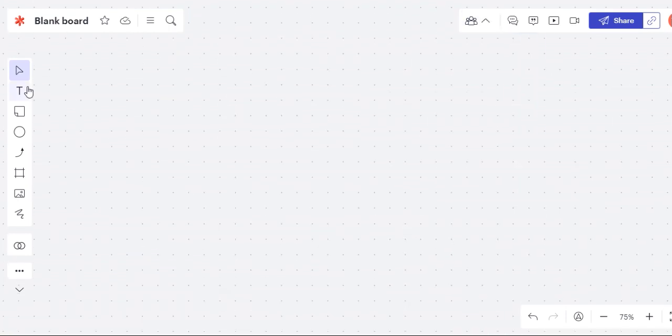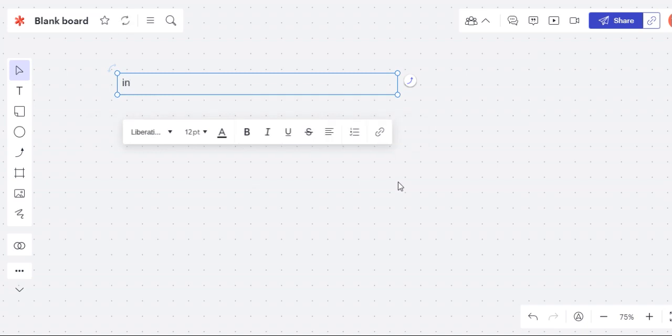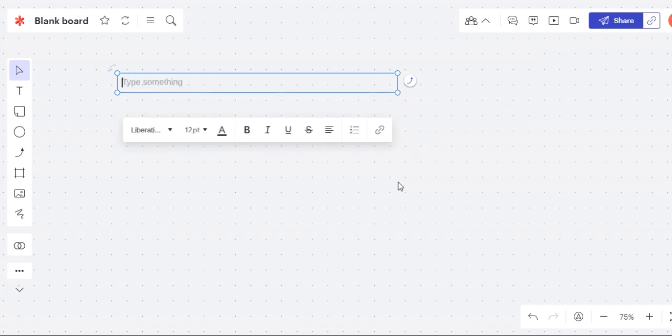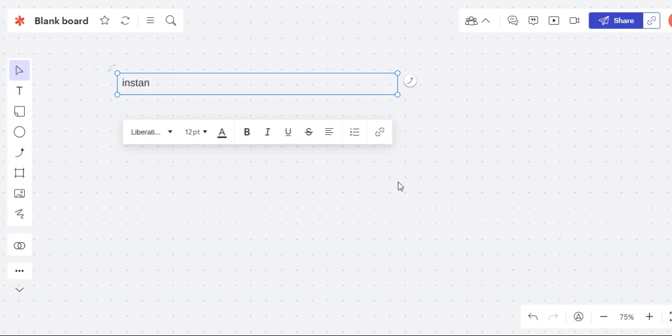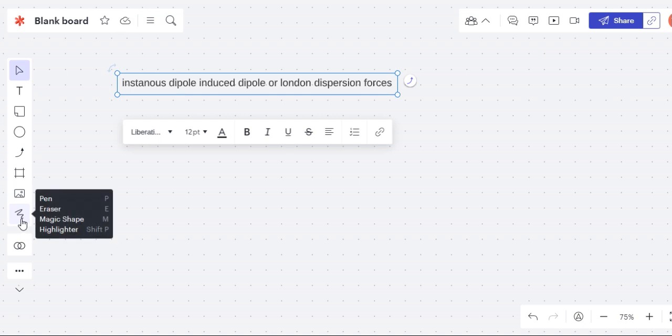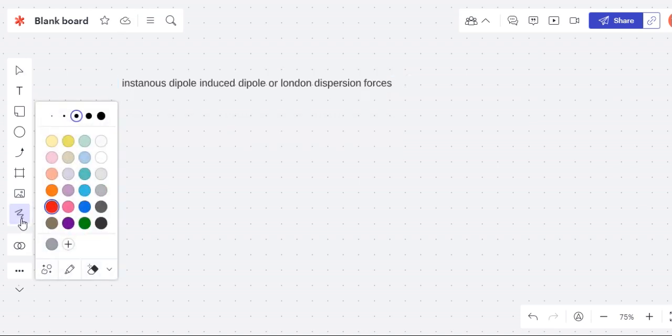So now I'm going to talk about the next one, which is instantaneous dipole-induced dipole, or London dispersion forces. Now, what does this mean? Let's take an example.